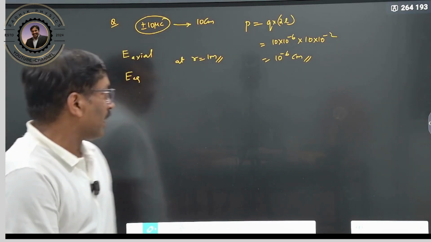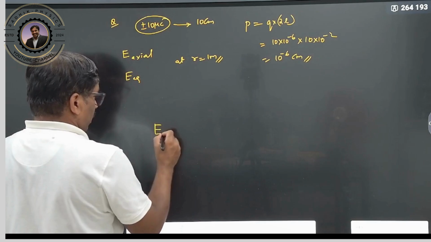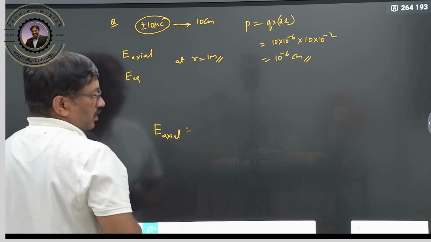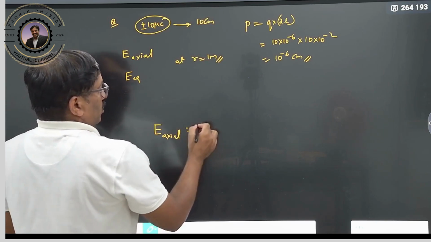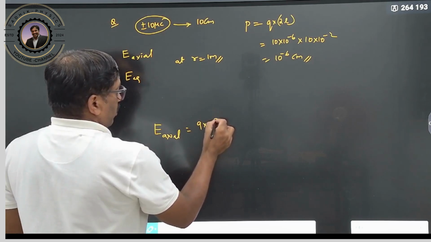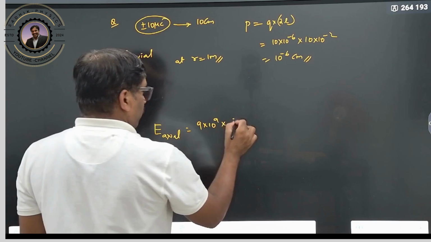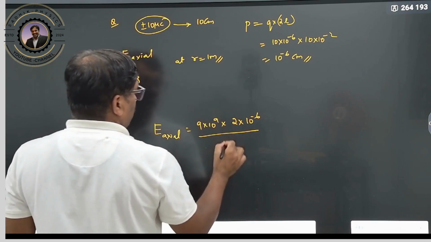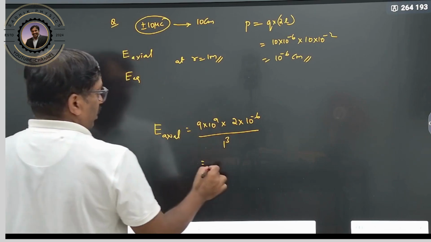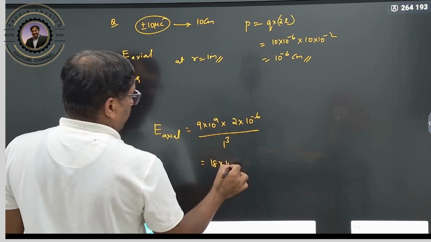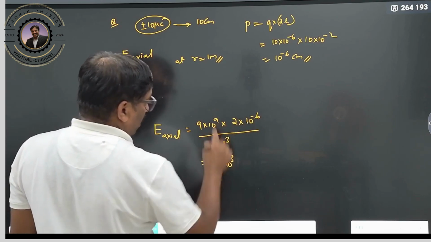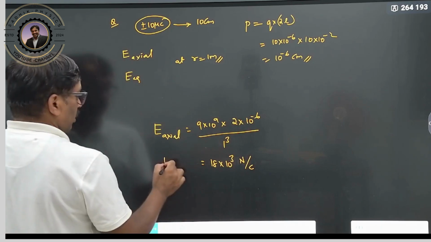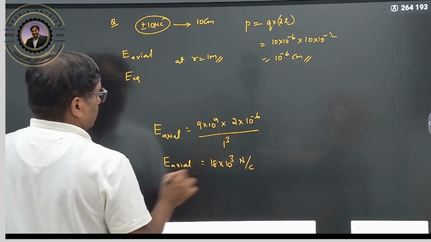Clear? Along the axial line, what can you write now? It is a short dipole. Why? Because this distance is very large compared to this one. So 1 by 4 pi epsilon naught value is 9 into 10 to the power of 9, into 2P. P is 10 to the power of minus 6, by R cube. R is 1, cube is 1. Therefore it is 18 into 10 to the power of 3, since 9 minus 6 is 3. So Newton per coulomb. This is along the axial.